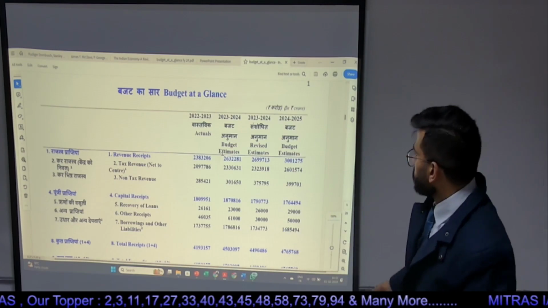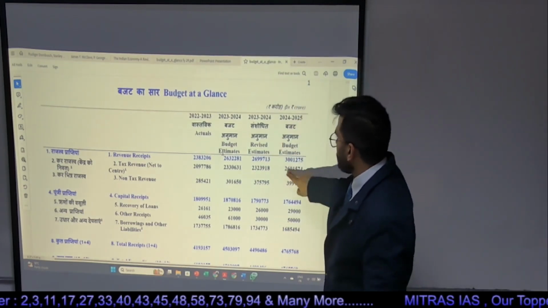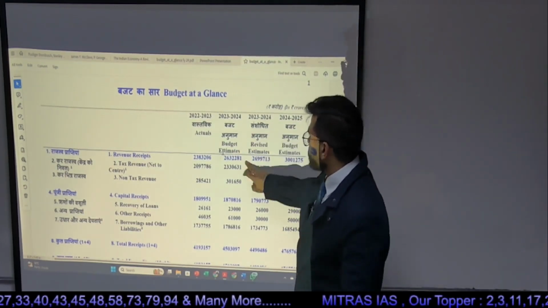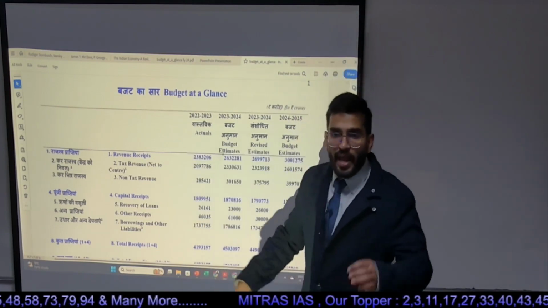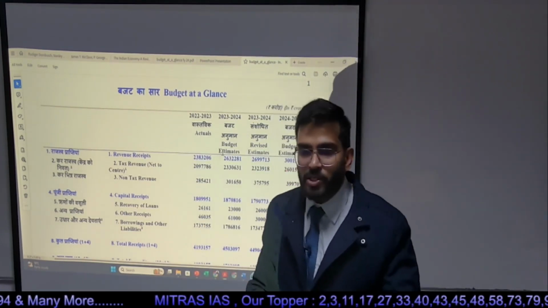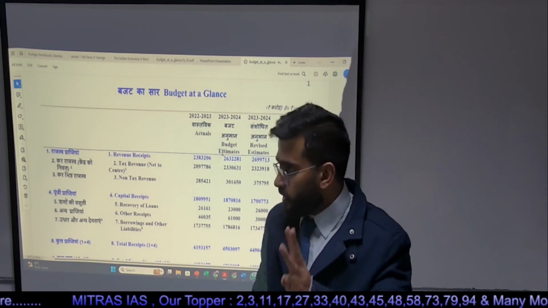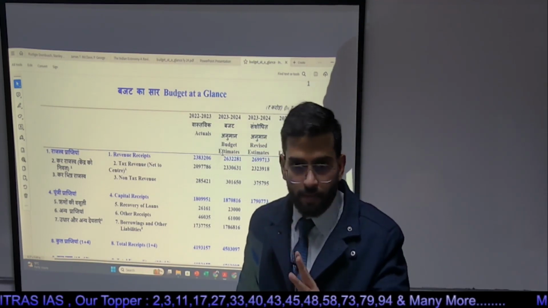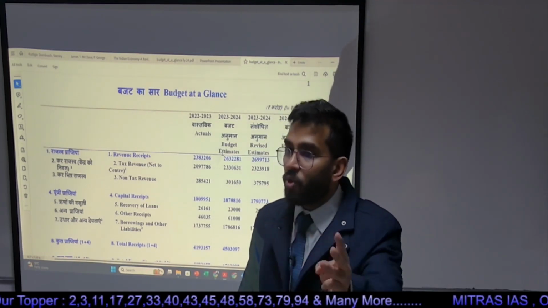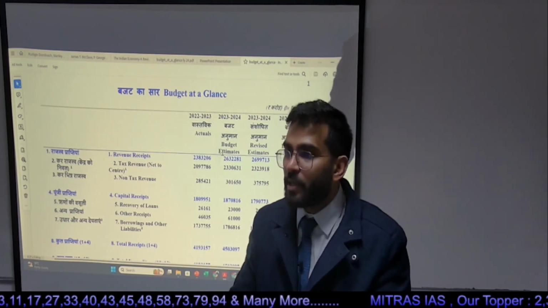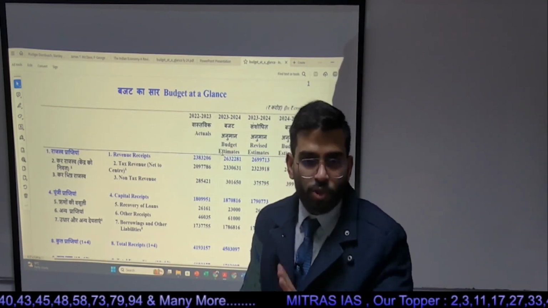Can you see this budget at a glance? This is this year's budget, the budget that has been introduced this year. Can you see this budget estimate? There's a term called budget estimate, revised estimate, and actuals. Every year when the budget is presented, you are talking about 3 financial years. This is very critical. You're talking about 3 financial years, and most of the students don't understand this concept. There's something called BE, RE, and actuals.